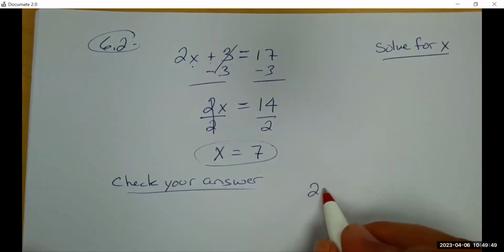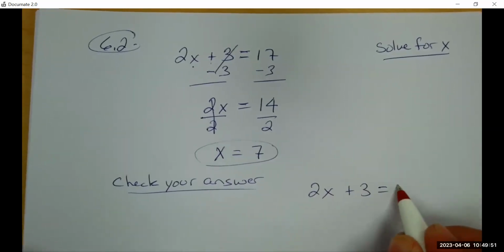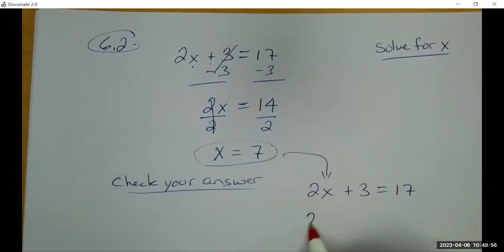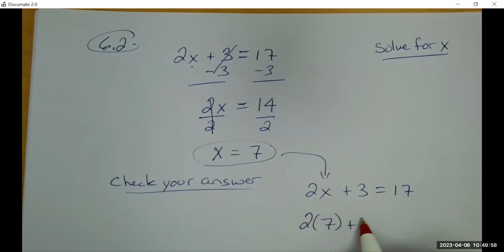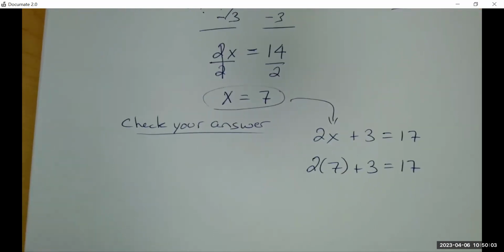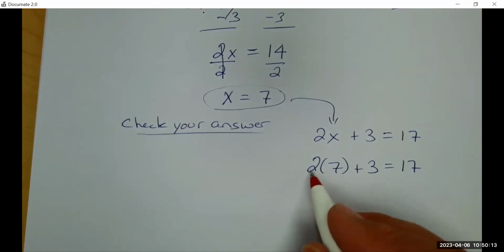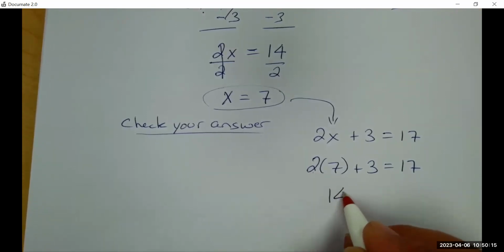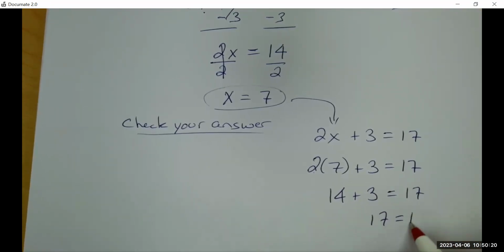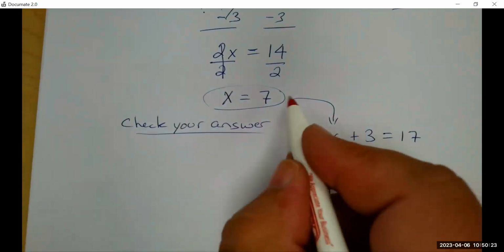So we had 2x plus 3 equals 17. We said x was 7, so plug it in there. Does the left side equal the right side? If it does, then it's the right answer. So 2 times 7 would be 14 plus 3. So 17 equals 17. That's true, so that's a good answer.